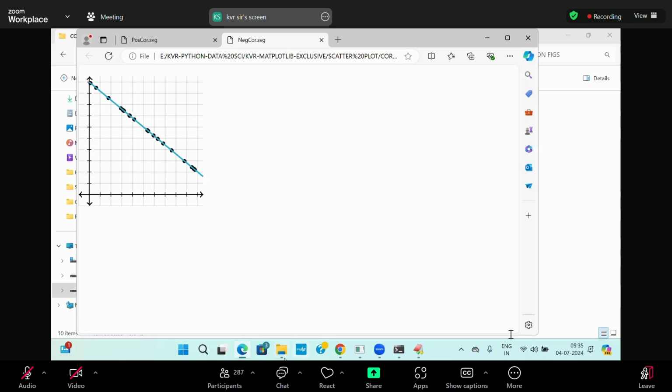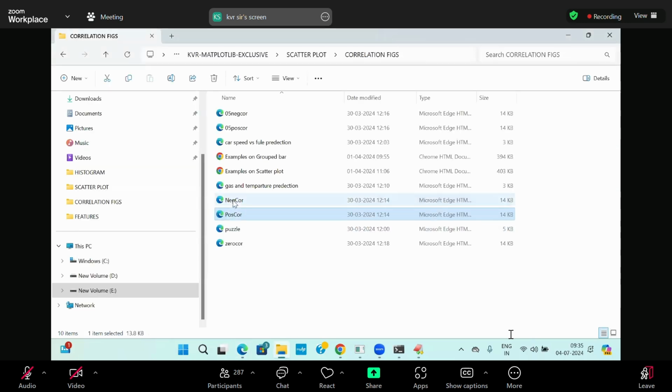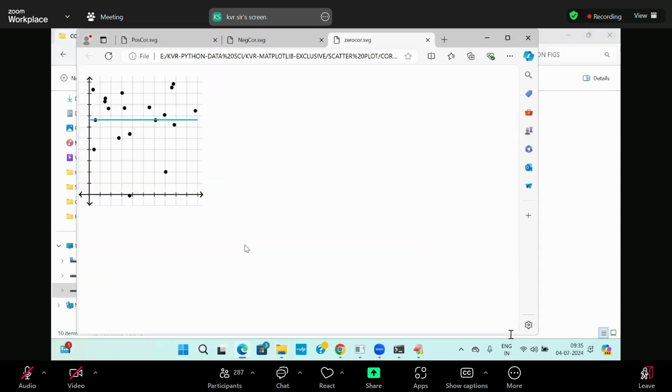Now, go to one more thing. Positive you have seen, negative you have seen. 0.5 positive correlation, 0.5 negative correlation, that's all. Zero correlation, I will say. Zero correlation means what? Not increasing, not reducing. See that? Here and there dots are there. I am unable to prepare the relationship between them.